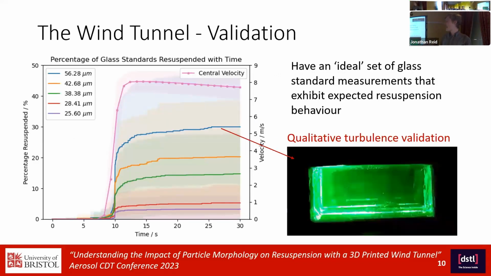And this is the kind of data we get out on this side. Thankfully, the largest particles are removed more easily than the smallest particles, which we expected. And you also see this initial rapid resuspension, and then over the next 20 seconds or so after that initial airflow, you get more steady, longer term resuspension as well. And so this is hopefully suggesting we do have turbulence in the tunnel.